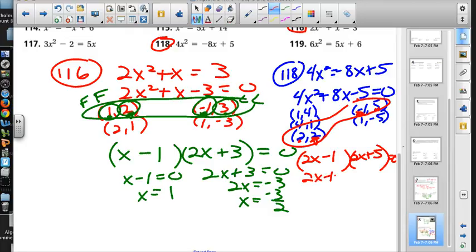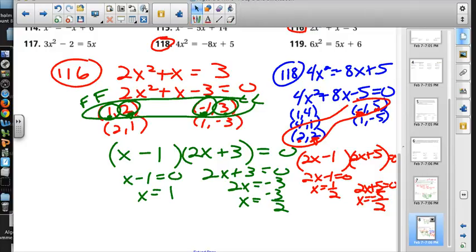So 2x minus 1 equals 0. I'd add 1 and divide by 2 and get 1/2. 2x plus 5 equals 0. I'd have to subtract 5 and divide by 2. So negative 5/2. That, I believe, yep, that's it for the first day.